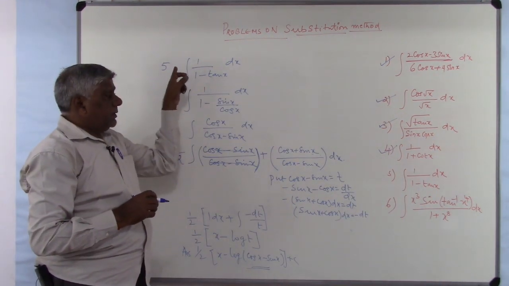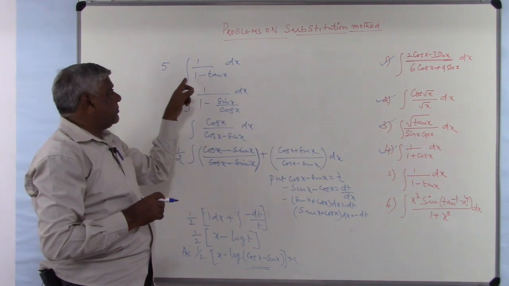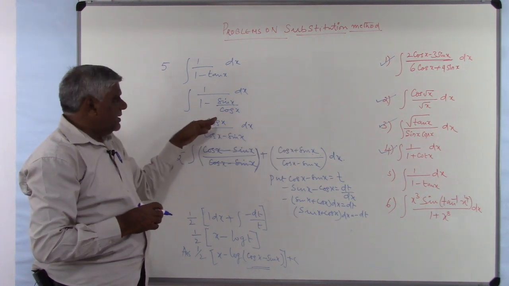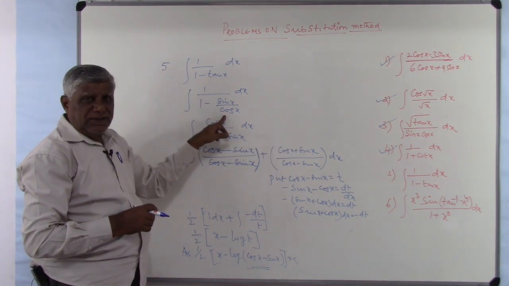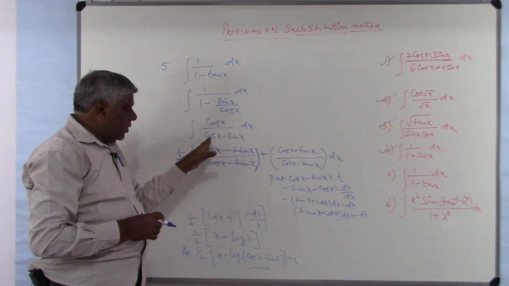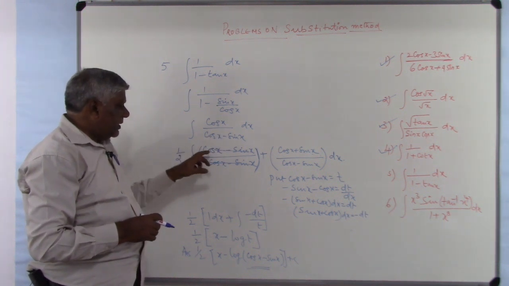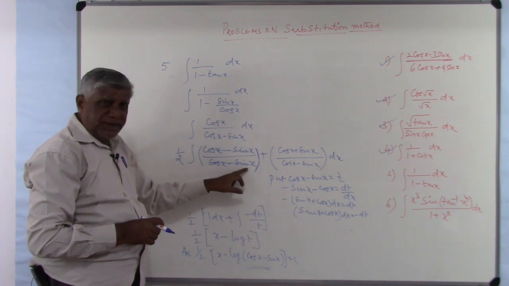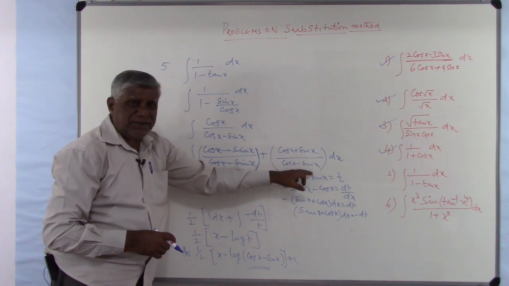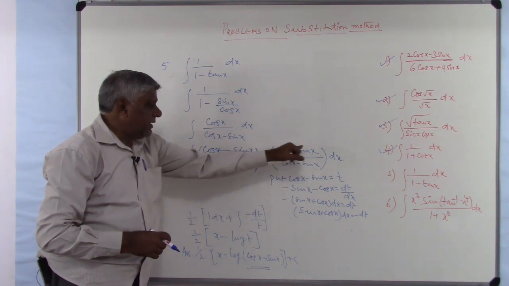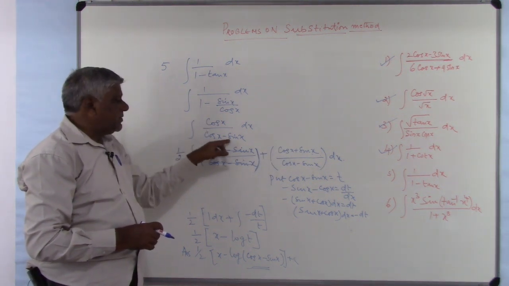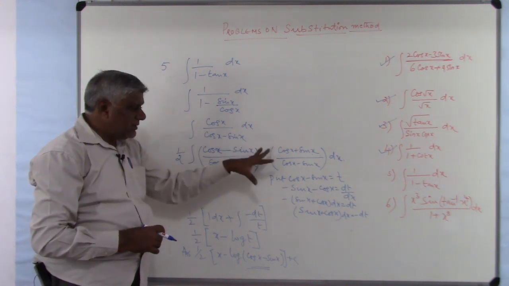Now we have finished the fourth problem and we have taken the fifth problem. Integral of 1 over 1 minus tan x, similar to 1 over 1 plus cot x. But here, 1 over 1 minus sin x by cos x is nothing but the integral of cos x by cos x minus sin x. Here we are going to make this adjustment: half of (cos x minus sin x) by (cos x minus sin x) plus (cos x plus sin x) by (cos x minus sin x). When we remove the bracket, sin x cancels, you get 2 cos x, this 2 cancels, and you get cos x by cos x minus sin x. So this is the adjustment we have made here.